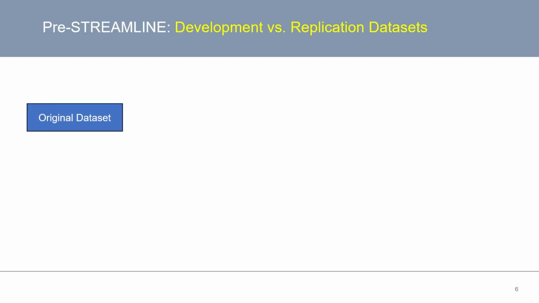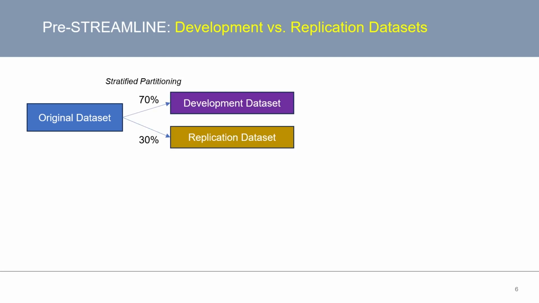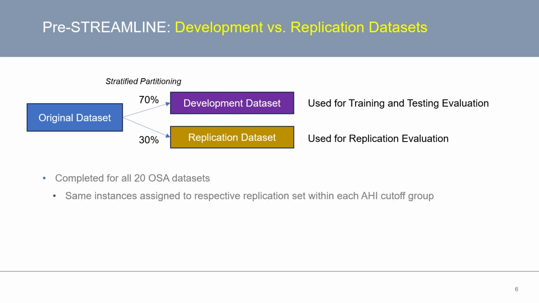Before running STREAMLINE, we further separated each of these 20 datasets into corresponding development and replication datasets. In each case, 70% of the original data was partitioned into a development dataset, and 30% was partitioned as a replication dataset. The development datasets would be used for training and testing evaluations, while the replication dataset would be used for replication evaluation. As mentioned, this was done for all 20 OSA datasets, where the same instances were assigned to respective replication sets within each AHI cutoff group to ensure consistency in this partitioning whenever possible.